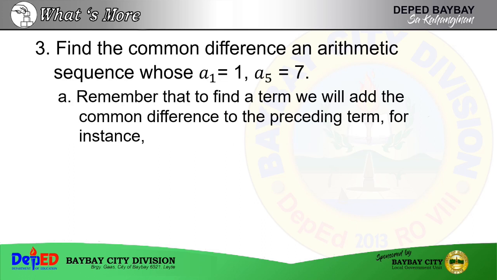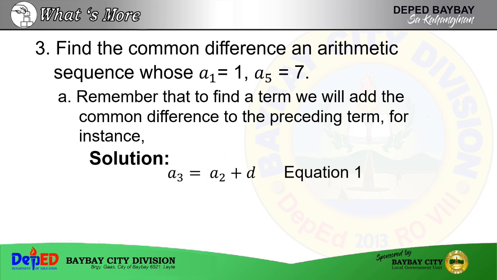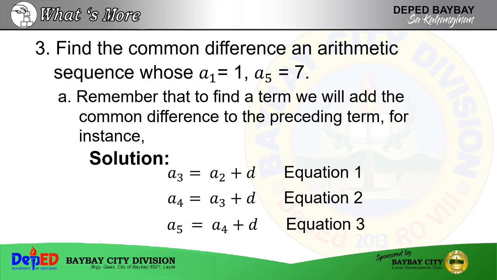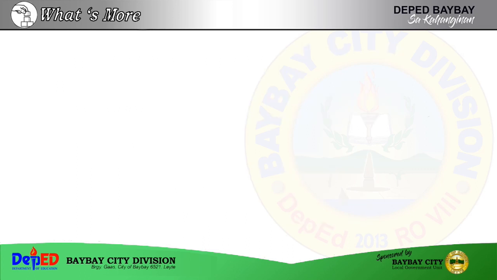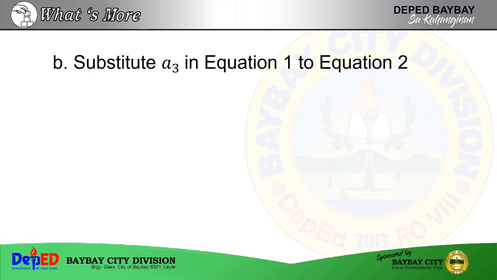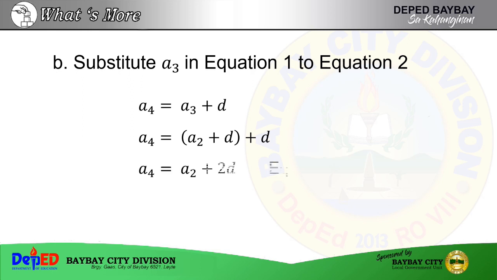Remember that to find a term, we will add the common difference to the preceding term. For instance, a sub 3 is equal to a sub 2 plus d for equation 1. A sub 4 is equal to a sub 3 plus d for equation 2. While a sub 5 is equal to a sub 4 plus d for equation 3. To get our equation 4, we will substitute a sub 3 in equation 1 to equation 2. So we will have a sub 4 is equal to a sub 3 plus d. A sub 4 is equal to quantity a sub 2 plus d plus d. A sub 4 is equal to a sub 2 plus 2d for equation 4.